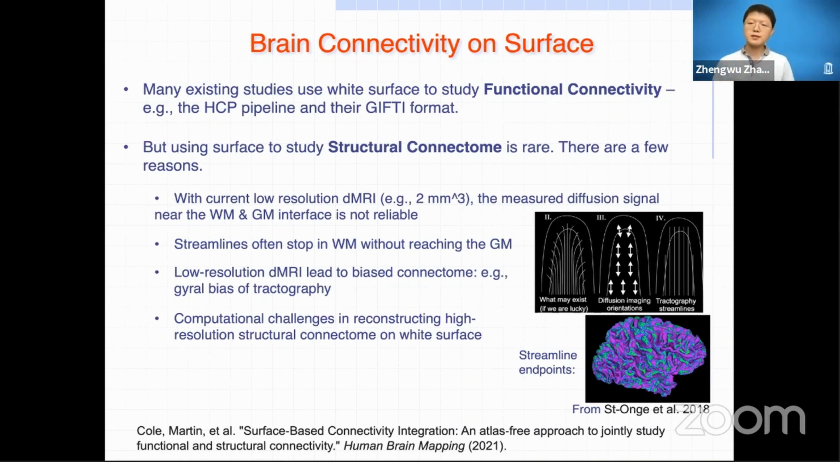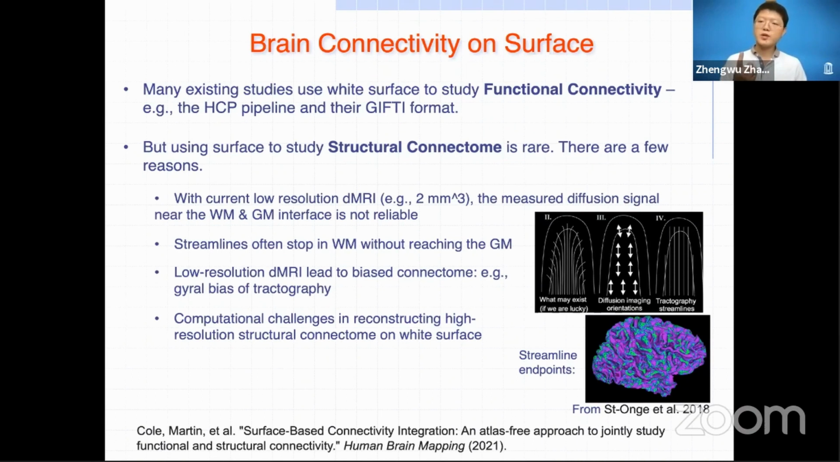There are many reasons for this. First, current diffusion imaging data is low resolution, and the measurements of the diffusion signal near the white matter and gray matter interface are not very reliable. There are many reasons for that, and I'm going to explain a little bit. Also, streamlines, which come from the tractography algorithm, often stop in the white matter without reaching the gray matter.